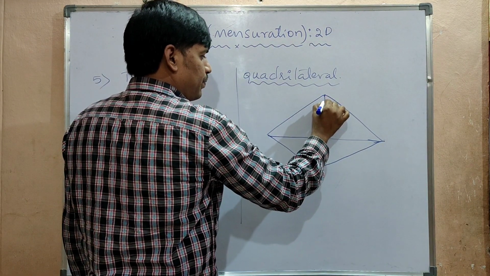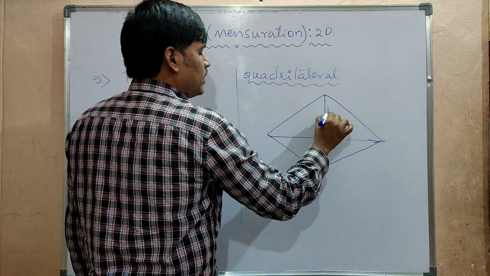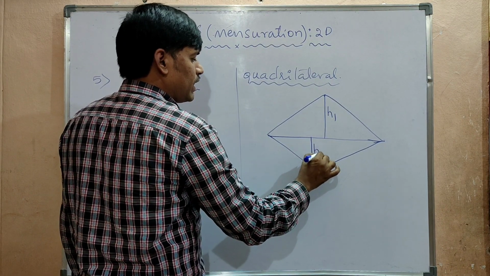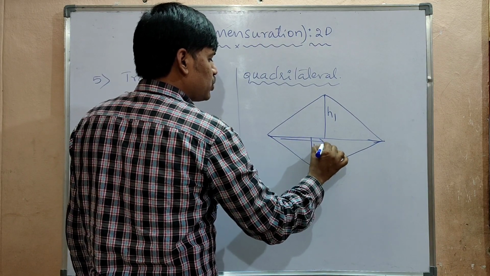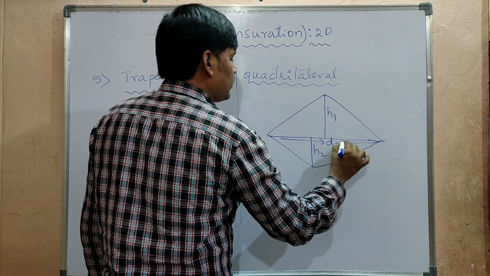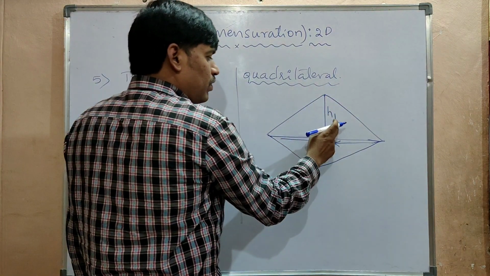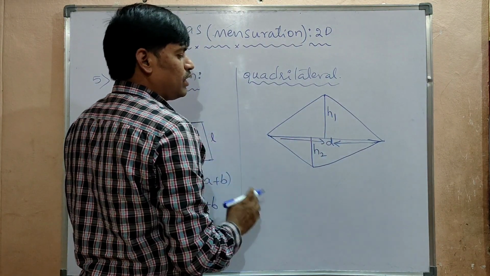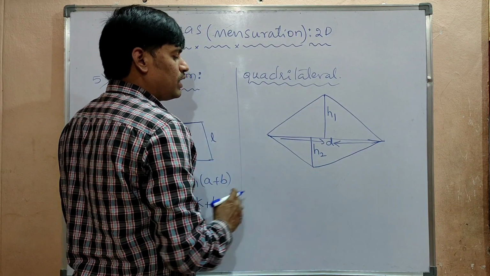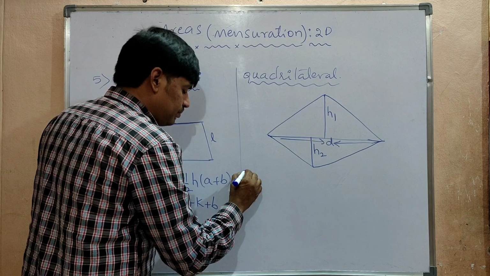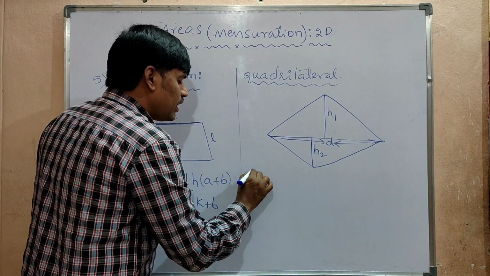Here it is the quadrilateral's first height. Now here it is the quadrilateral's second height. Now this total is the diagonal of the quadrilateral. In this quadrilateral, this is the first height, here it is the second height, and this is the diagonal of the quadrilateral.